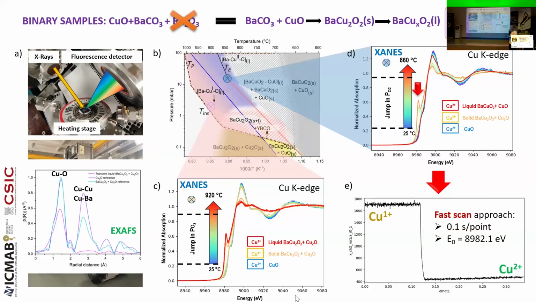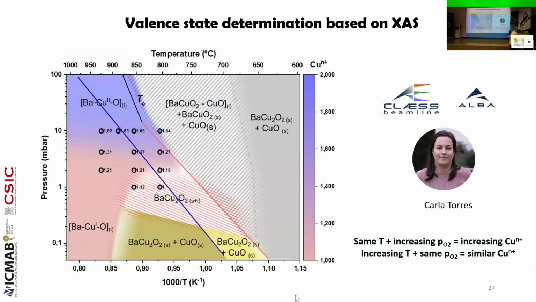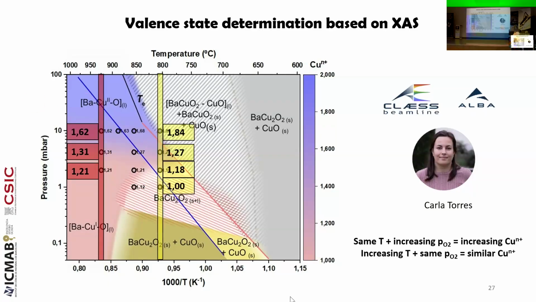I will show you only a few of the most highlighted results here. This is the phase diagram of TLAG for the binary samples, where we've plotted the calculated copper valence state. And it is clearly seen that if we sit at the same temperature and increase the oxygen partial pressure for the liquid formation, and that will also be the growth condition, we have increasing copper valence state. And this will happen for any other temperatures.